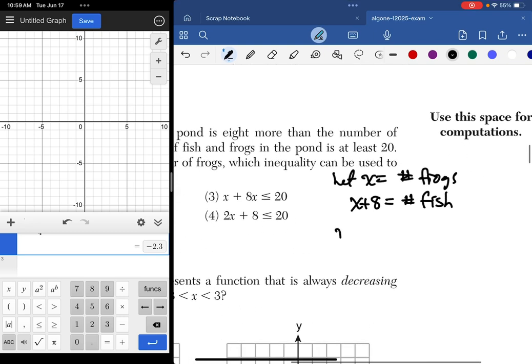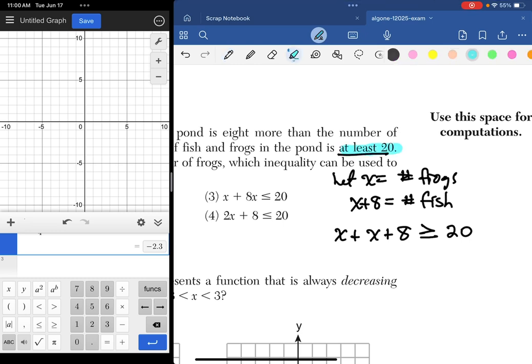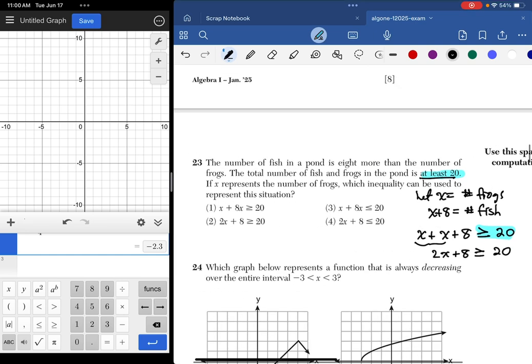So x plus x plus 8, at least, is greater than or equal to 20. I can combine like terms here. I got a couple x's, so 2x plus 8 is going to be greater than or equal to 20. That's as far as they want us to go, so we can stop there. That's going to be choice 2.